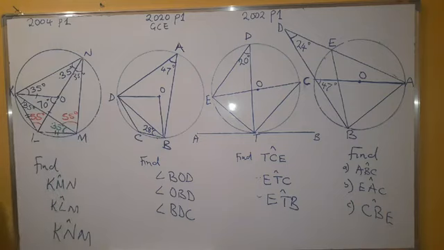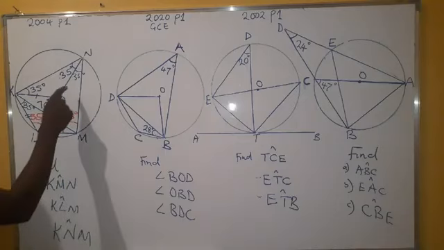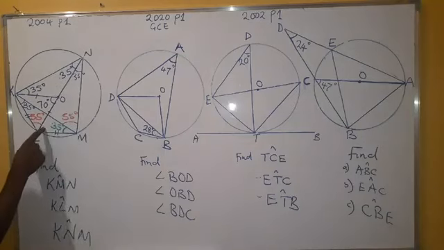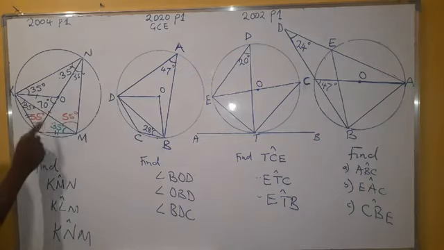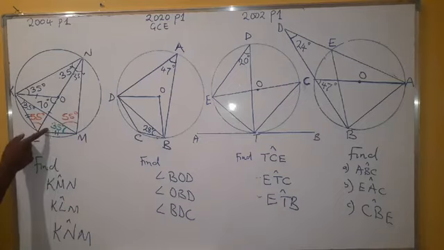This whole angle is 90 degrees, isn't it? So this and this one also must give us 90 degrees. So this is 55 also. This is also 55 here. Okay? This one also here, it's 55.